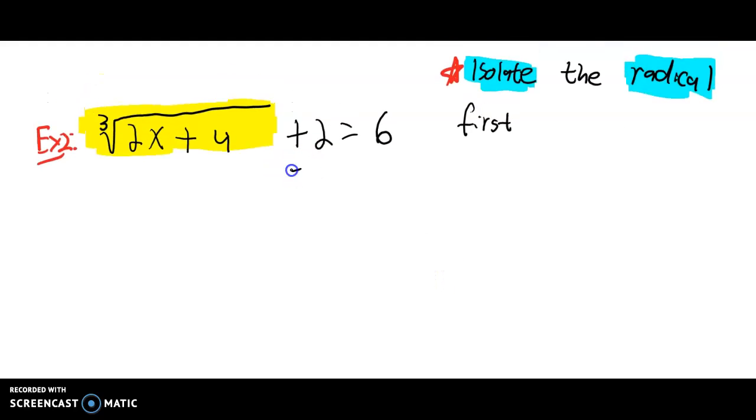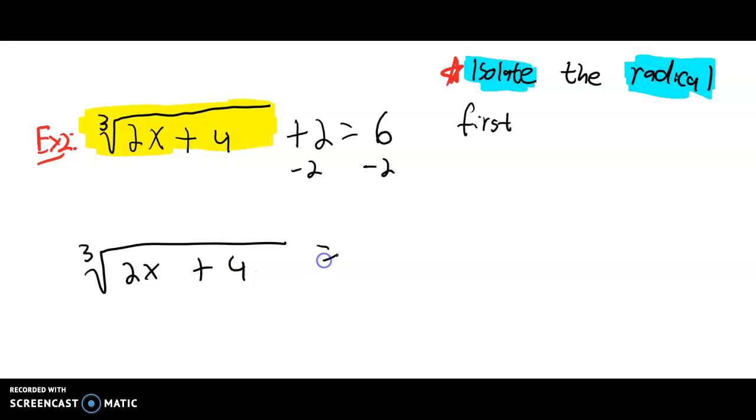Well, I can take away this 2, minus 2. The cube root of 2x plus 4 is all still here. 6 minus 2 is 4. Great. A little extra first step, but no big deal. We've got the radical by itself. I'm going to cube both sides.